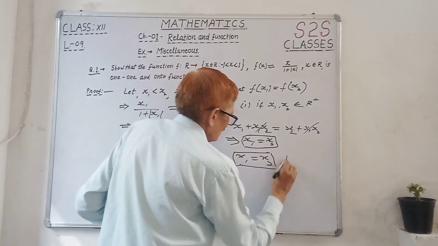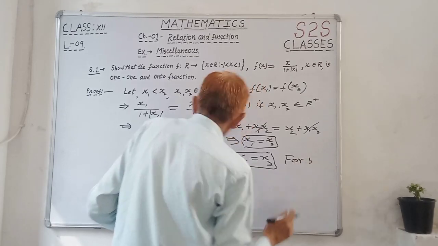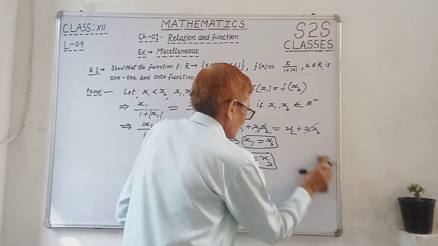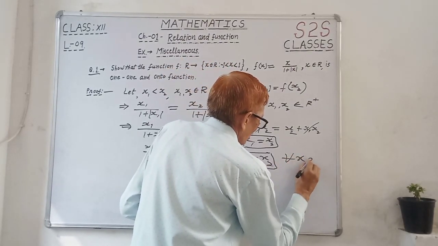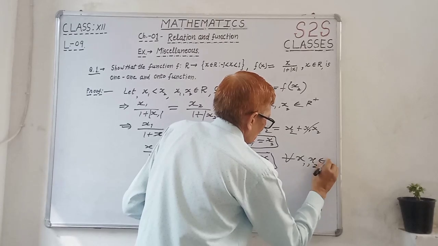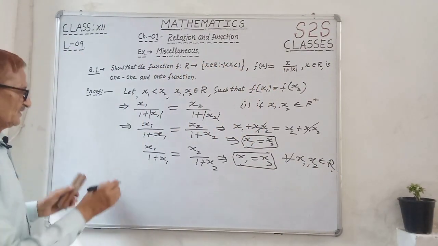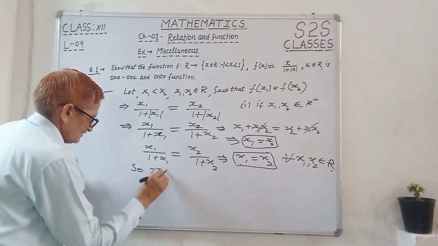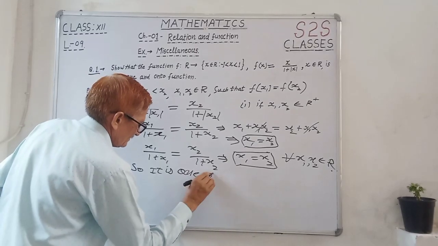For every case, for every x1, x2 belongs to real numbers, this will come. So it is 1-1.